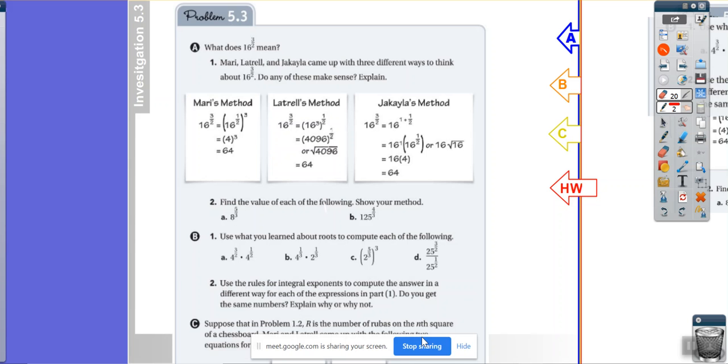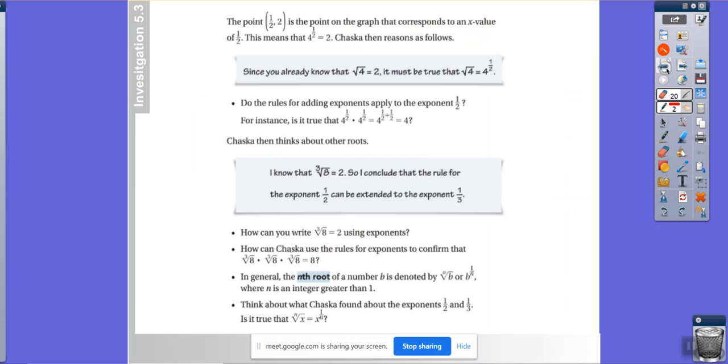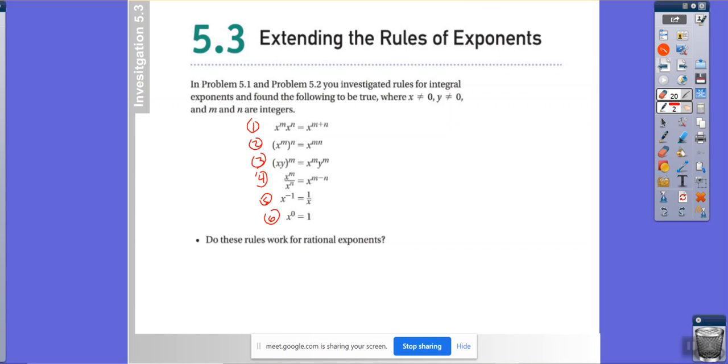What rule did Marie and Luttrell use? Which rule did Marie and Luttrell use? So let's go back to our rules here. Which rule looks the most similar to the rule that Luttrell and Marie used? Is it rule 1, 2, 3, 4, 5, 6? Show with your hands which rule is the most similar looking to Marie and Luttrell's.